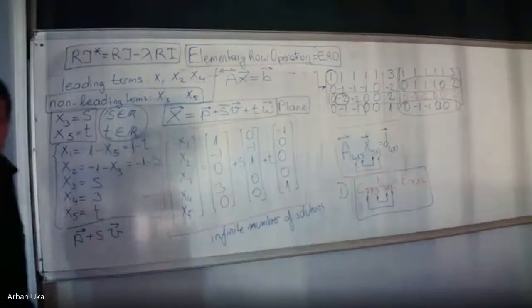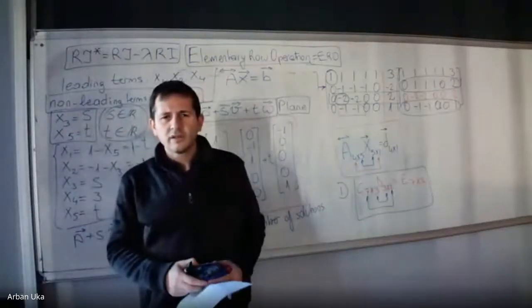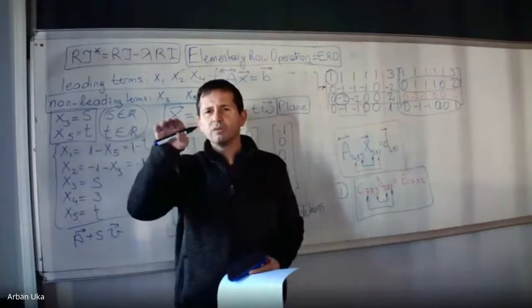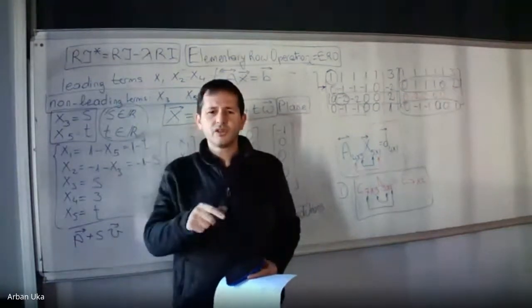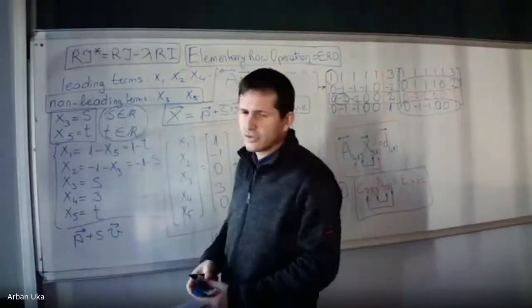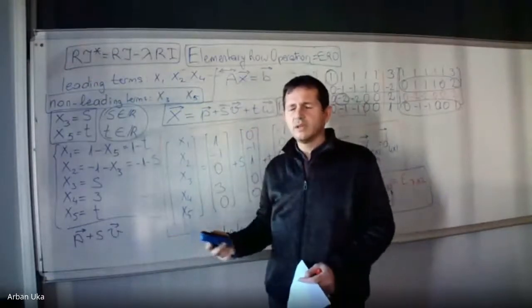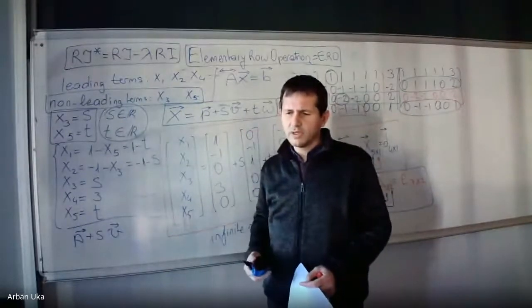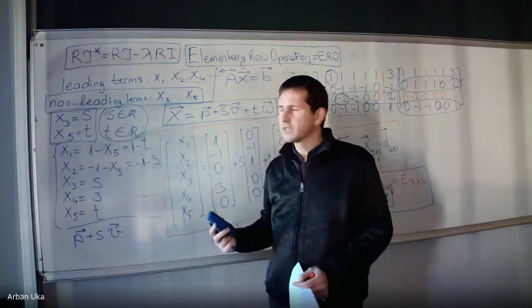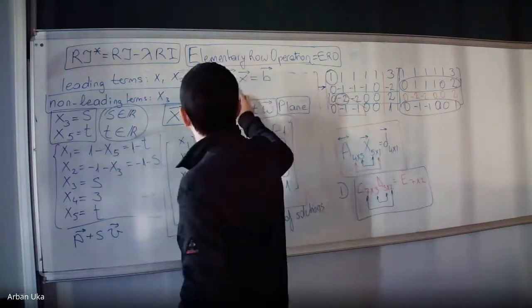Can you explain one more time how we determine the leading terms and the non-leading terms? Yes, the leading terms were the numbers that were first in each row. You look at each row and you find the first non-zero term. So the first non-zero term is called a leading term. And if you notice, in the first row, the leading term was x1, and there was also a non-zero x5. That makes it a non-leading term or a free term.